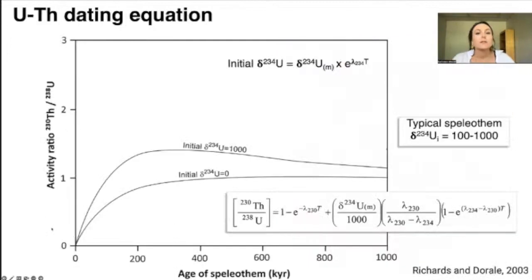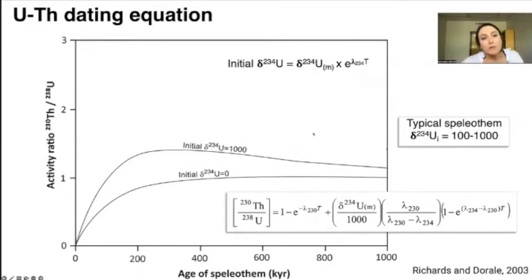Okay, so coming back to our graph, this first curve that we started out with is representative of a system where 234 to 238 are in equilibria. So the initial delta 234 is 0. So this curve really only follows this part of the equation. But as I mentioned, in nature, this is typically not the case. Speleothem delta 234 initial ratios are usually between 0 to 1,000. And so this part of our age equation basically makes up for that. So here's an example of how the curve is augmented given the initial delta 234 ratio of 1,000.